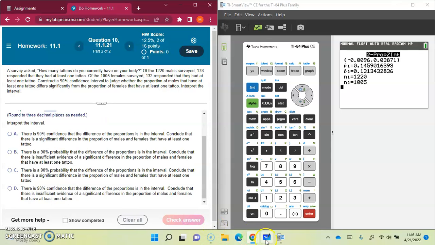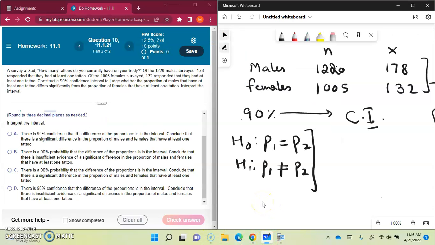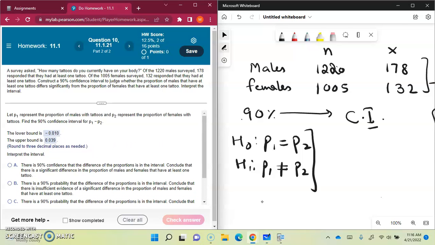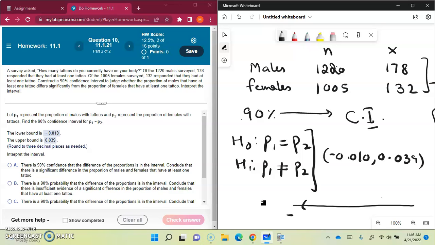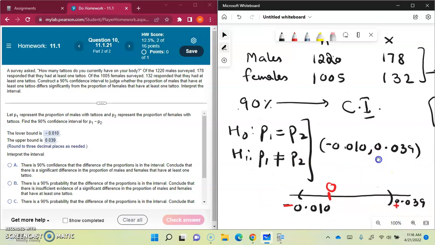Okay, continue from here. What does it say? What does it mean? You see, the confidence interval is negative 0.010 to 0.039, right? So you need to check, from negative 0.010 to 0.039, does 0 come in between them somewhere? Yes, it does, right? There is a 0 because this number is negative, that number is positive. So in between, there will be a 0, right? So what does that mean? That they can be equal also. There is a chance that it can be equal.